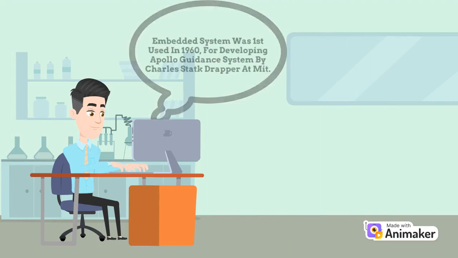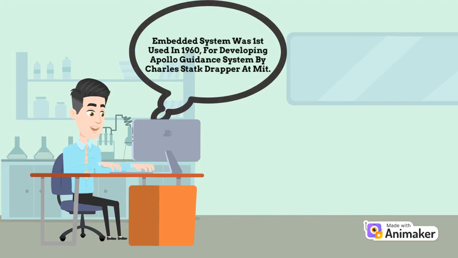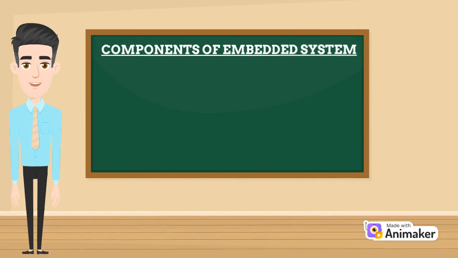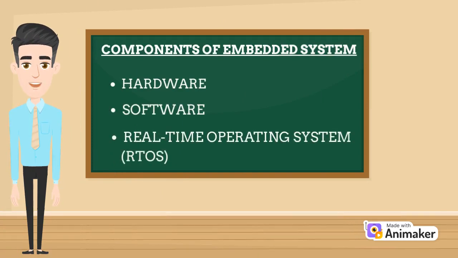You know what? The embedded system was first used in 1960, for developing the Apollo guidance system by Charles Stark Draper at MIT. Embedded system is based on three components. 1. Hardware. 2. Software. 3. Real-time operating system, RTOS.